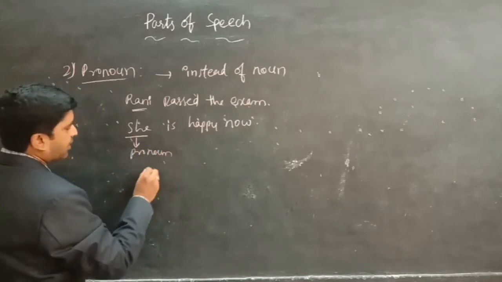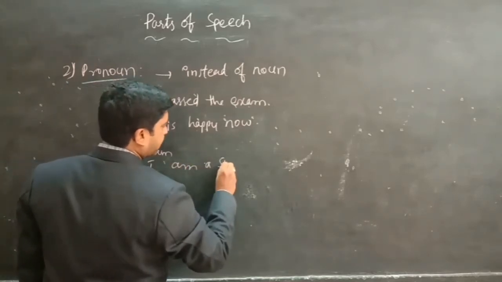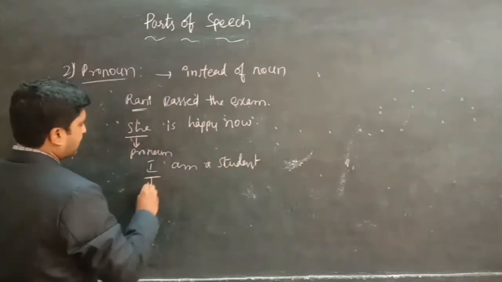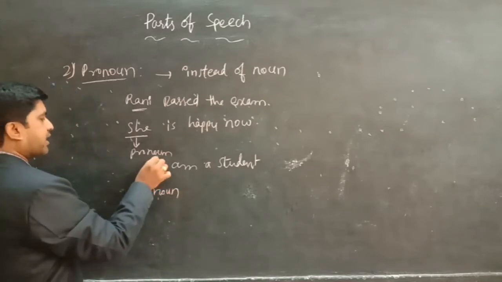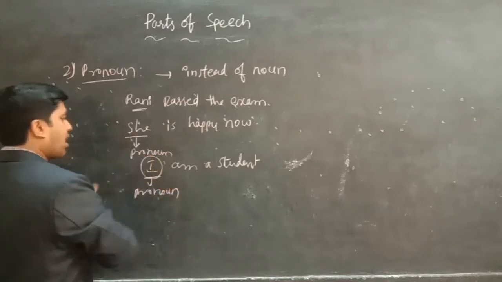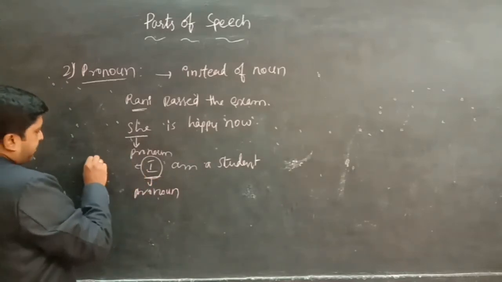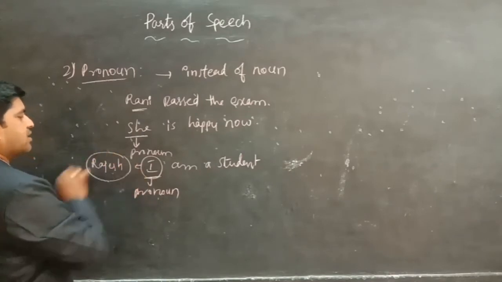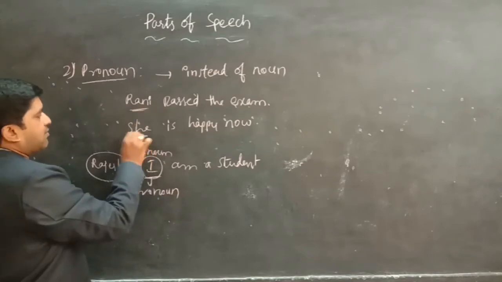In the same way, I am a student. It is I. It's a pronoun. Here we are using it in place of a noun. Here I is a name. Take that Rajesh. Instead of Rajesh, we have taken I. Here instead of Rani, we have taken she.